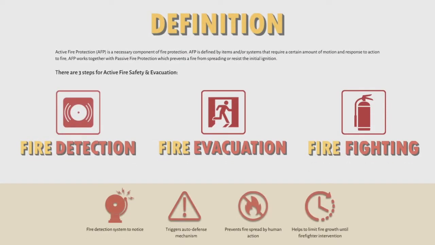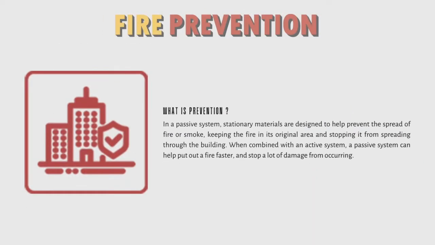Active fire protection is a necessary component of fire protection. There are 3 steps for active fire protection: fire detection, fire evacuation, and firefighting. We are going to start at the first phase of the active fire protection, which is fire prevention.